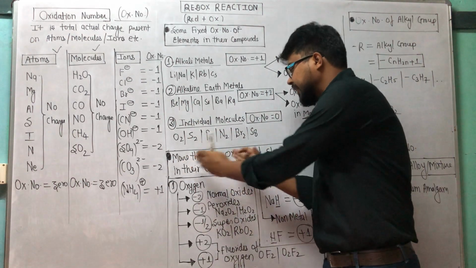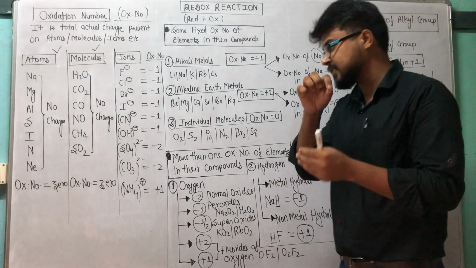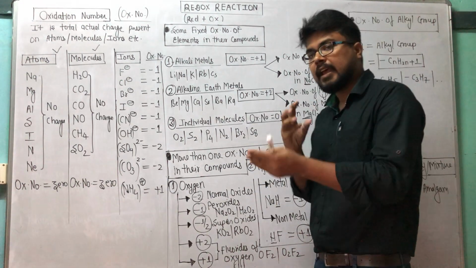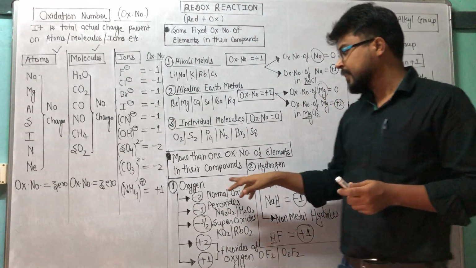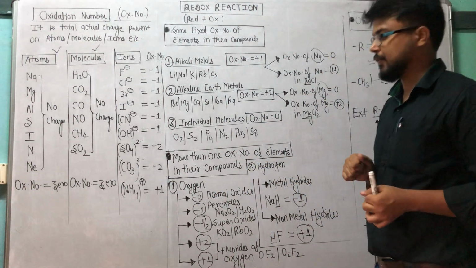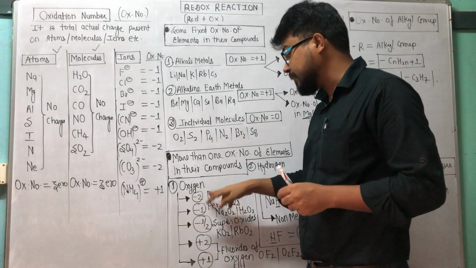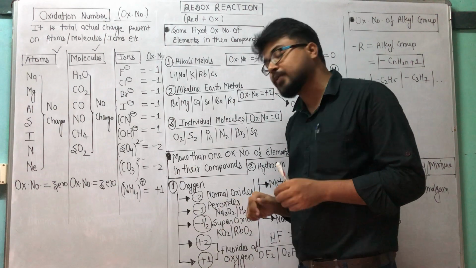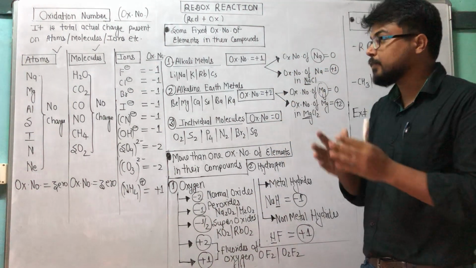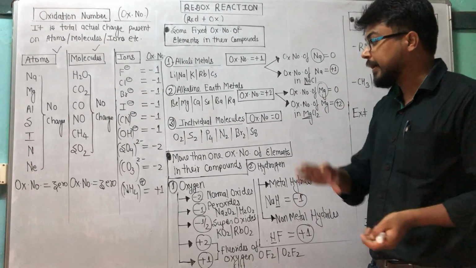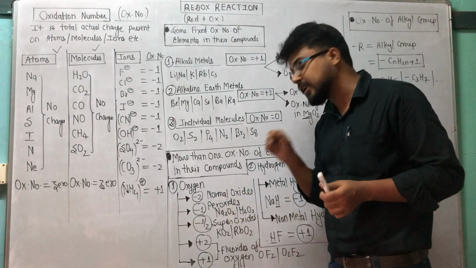Next, is it possible for an element to have more than one ox number in its compounds? The answer is yes. One element can have more than one ox number in different compounds. First is oxygen and second is hydrogen. For oxygen, the ox number can be -2, -1, -1/2, +2 and +1. Not individual: the ox number of individual oxygen will be 0, but the ox number of oxygen in its compounds, and the compound can be a normal oxide.